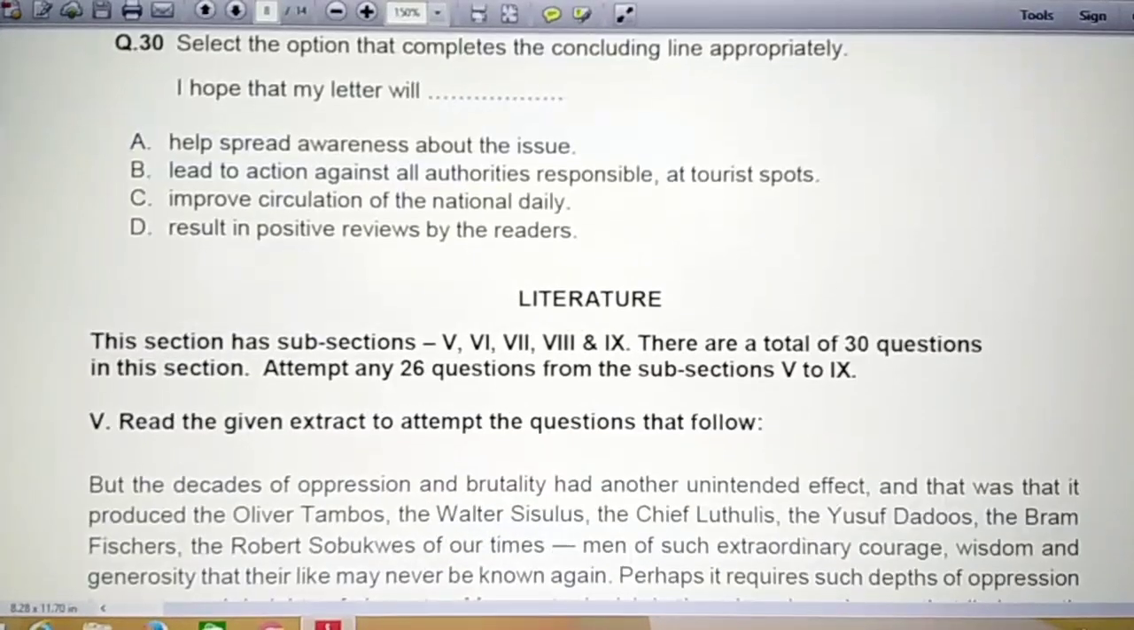Now question number 30. Select the option that completes the concluding line appropriately. I hope that my letter will. So option A will be the right option. Help spread awareness about the issue.